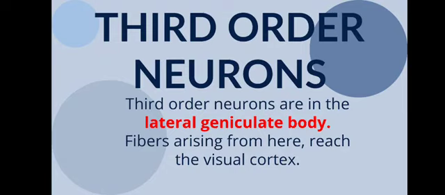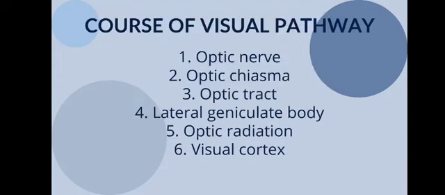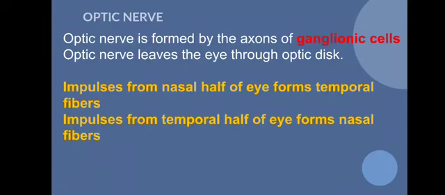And the next is third order neurons, which are in the lateral geniculate body. The fibers arising from here reach the visual cortex in the brain. Now the course of visual pathway: the first one is the optic nerve, and the next are the optic chiasma, optic tract, and it will reach the lateral geniculate body, and then the optic radiation, and finally these fibers will reach the visual cortex, and now vision is possible. Let us explain each of these terms in detail.